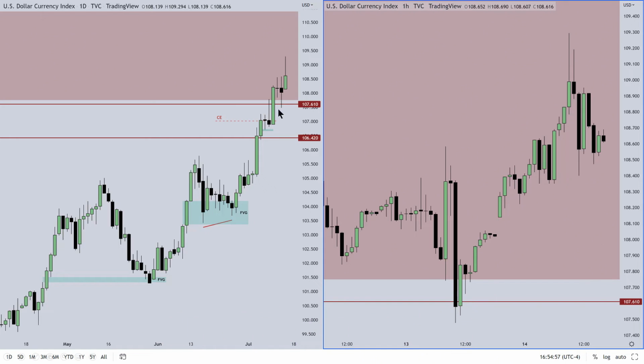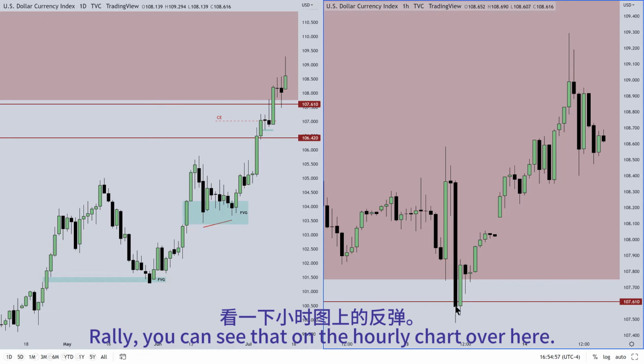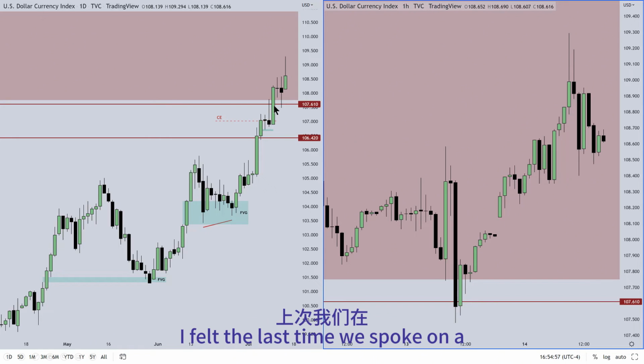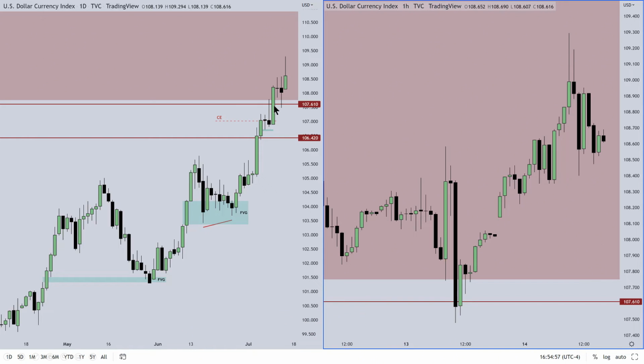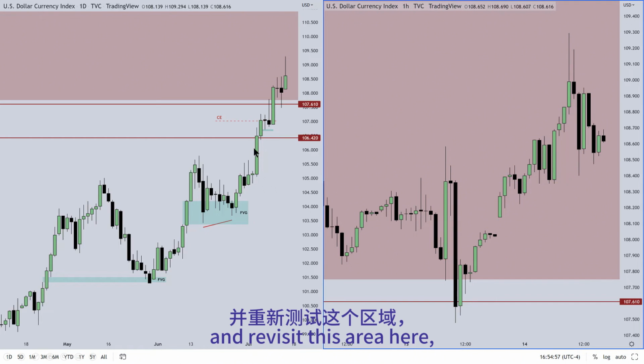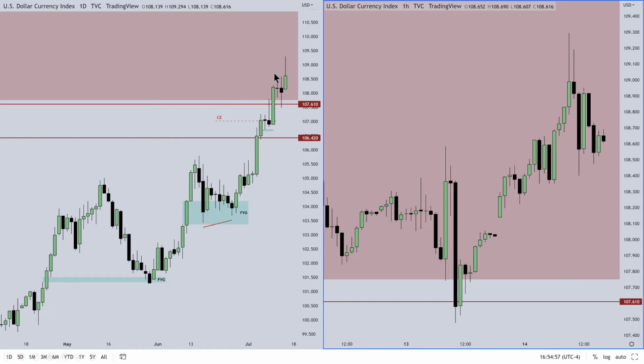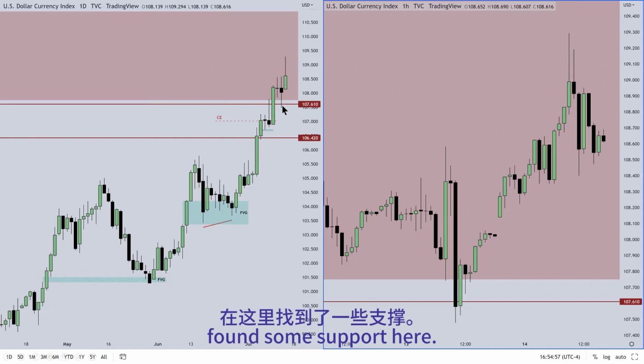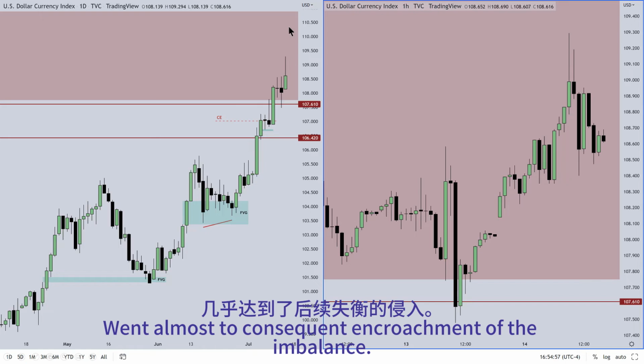Alright, so the dollar index, we can see we traded up above the 107.61 level, found some support there, rallied. You can see that on the hourly chart over here. I felt the last time we spoke on a Friday that we would likely see it come back down and revisit this area here, and it didn't do that. It vaulted higher, found some support here, went almost to consequent encroachment of the imbalance.